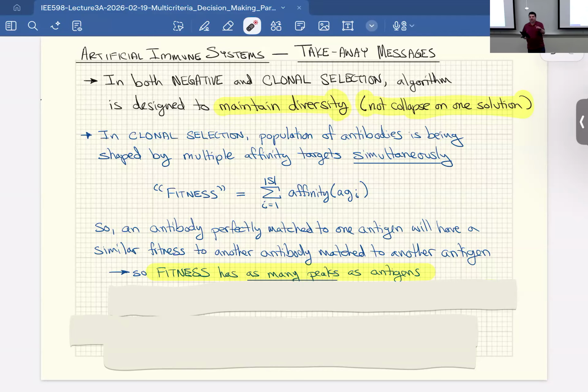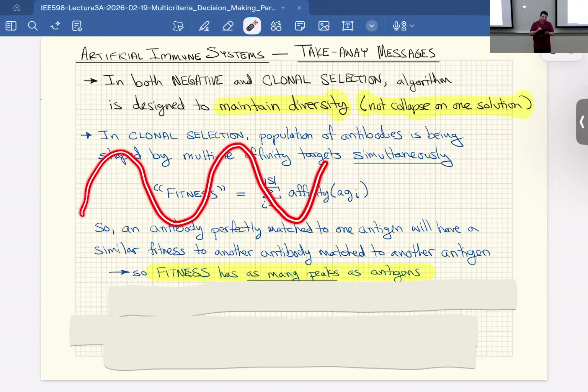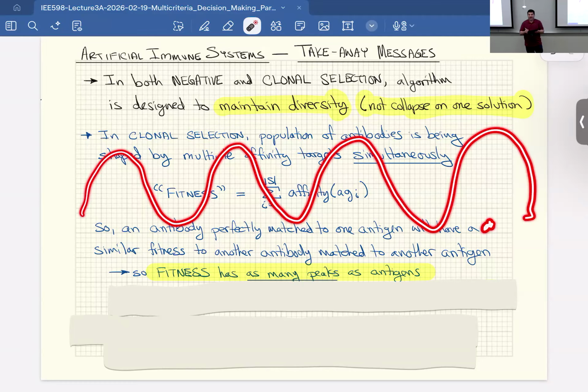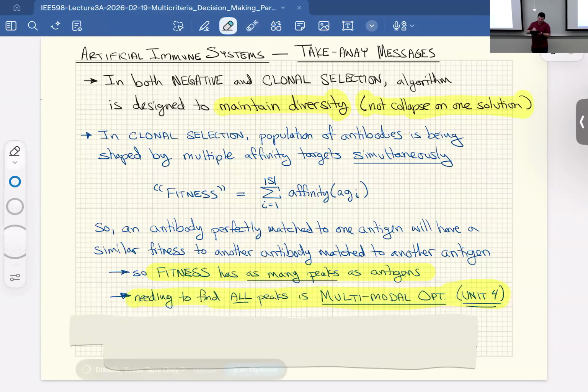So when we think about a population-based optimizer, what we really want is a population where these antibodies are on one fitness peak, and these antibodies are on another fitness peak. It's almost like my fitness function is shaped like this, where each one of these peaks is the location of an antigen or an antibody that matches an antigen. And if I have a population of a lot of antibodies, I would like to have that population spread out over all of these peaks. And this right here is so-called multi-modal optimization.